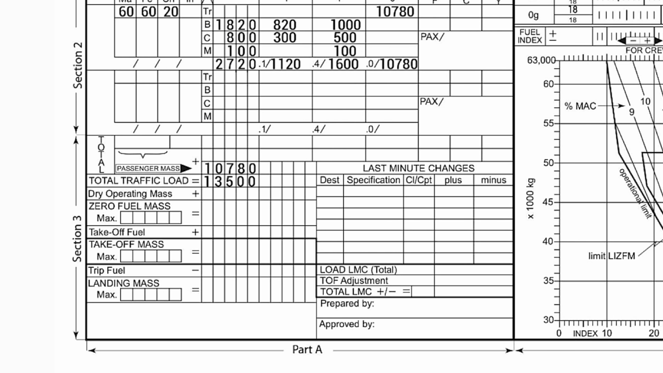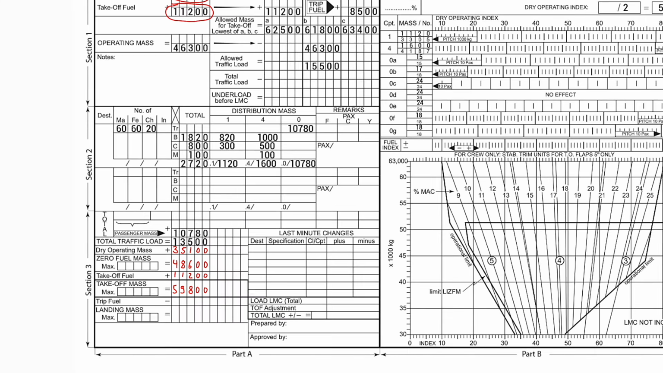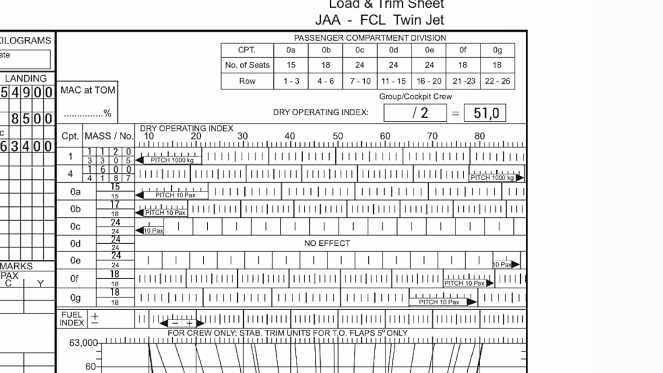So to the already calculated total traffic load of 13,500 kilos, you add the dry operating mass of 35,100 kilos, which will give you a zero fuel mass of 48,600 kilos. Next, you add the takeoff fuel of 11,200 kilos on top of that, which equals a takeoff mass of 59,800 kilograms.